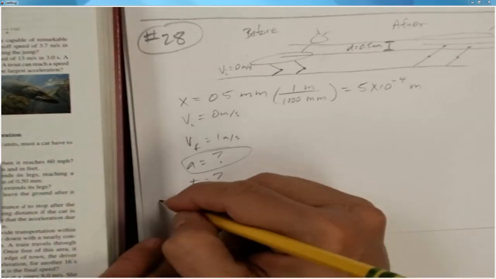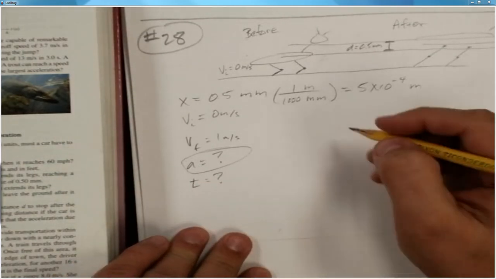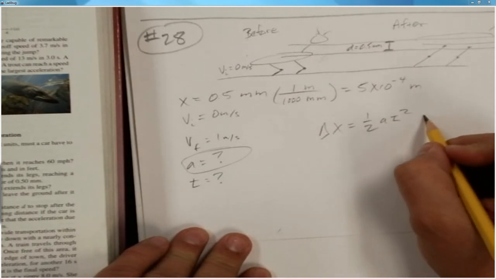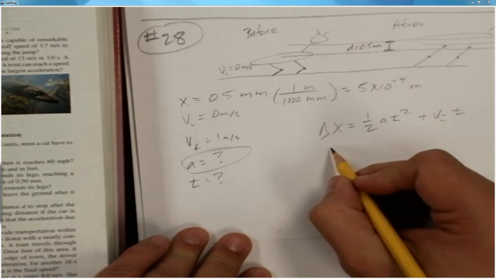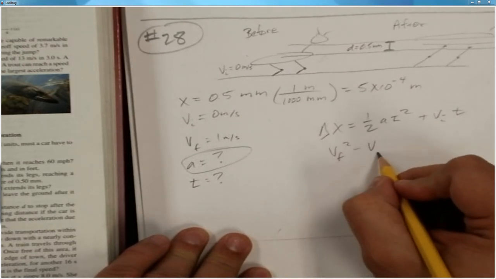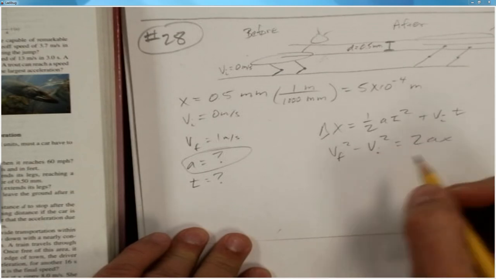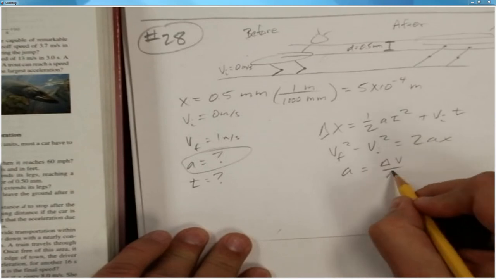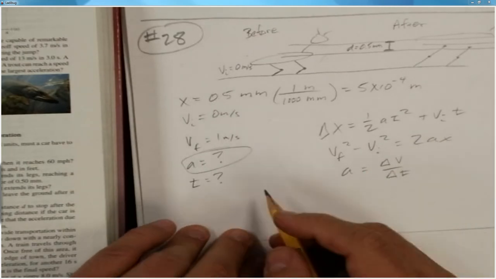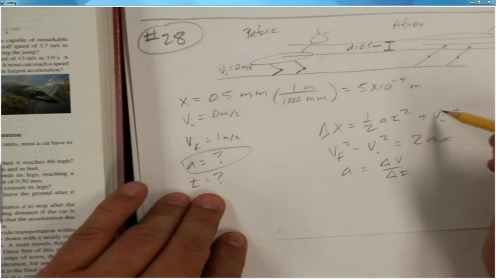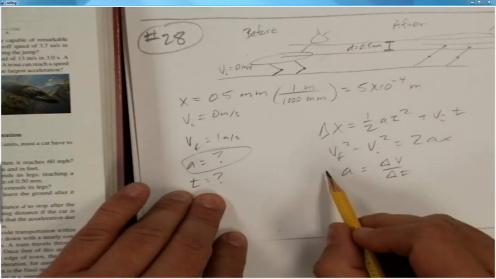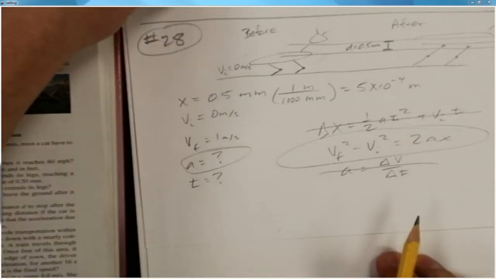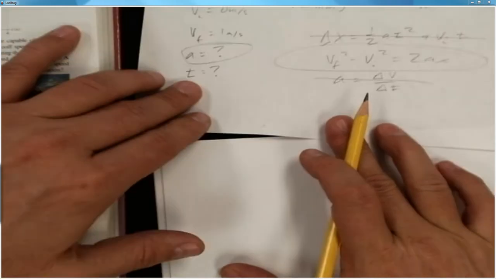So part A here, let me write down my kinematic equations. Delta x is equal to 1/2 at squared plus v initial times time, and vf squared minus vi squared is equal to 2ax, and a is equal to delta v over delta t. I want a. I could use any of these. I don't have time, so I can't use those. That leaves this as my only viable option. So that's how I pick my equation.